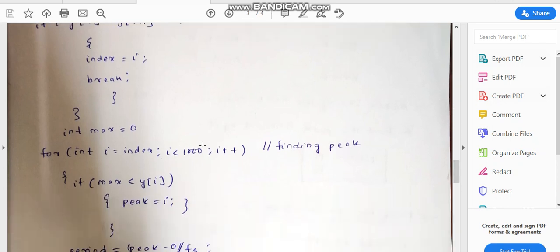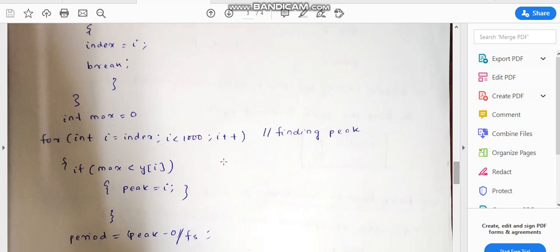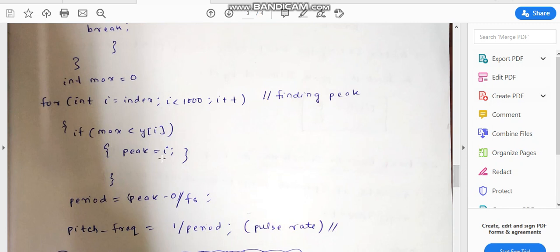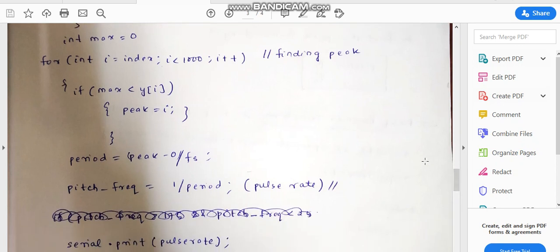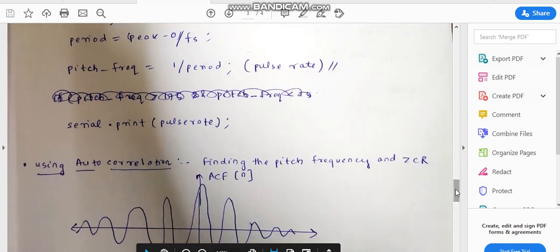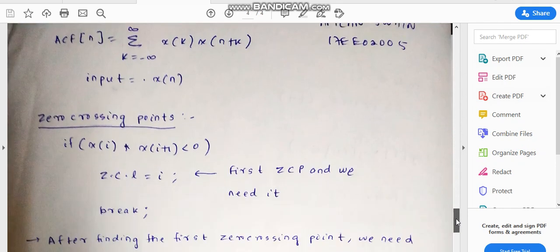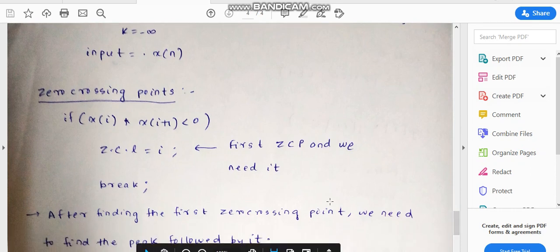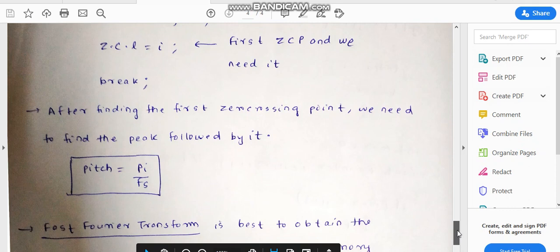Then we find the peak. For the peak we have to take the maximum as 0, or it will take some garbage value. Then we run a loop where i equal to index, i less than 1000, i plus plus. If the max is less than y of i, then the peak will be i, so that will be the peak point. The period we can calculate by peak by fs, where the pitch frequency or the pulse rate equals 1 by period. We can then print the pulse rate by writing Serial.print pulse rate. We have used the autocorrelation function, or else we can use the zero crossing points, using the logic we have used in the Arduino code.